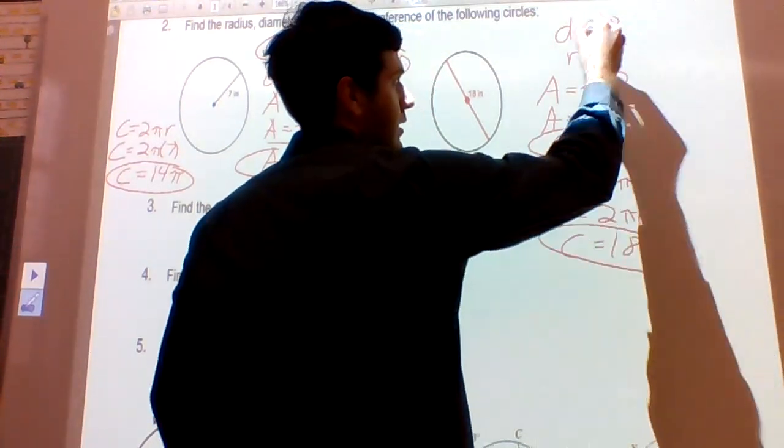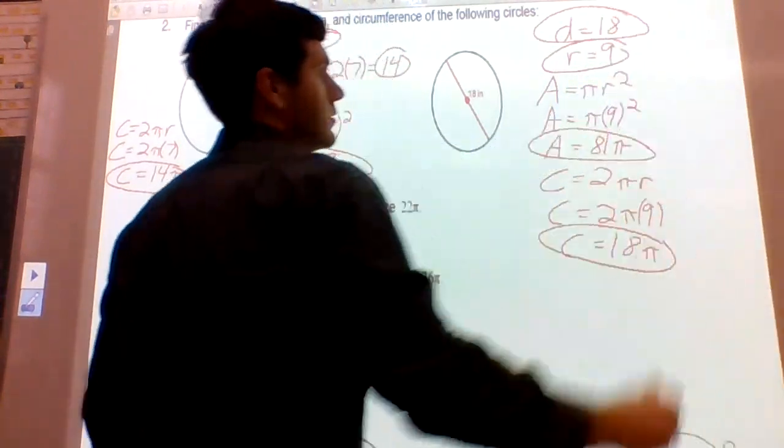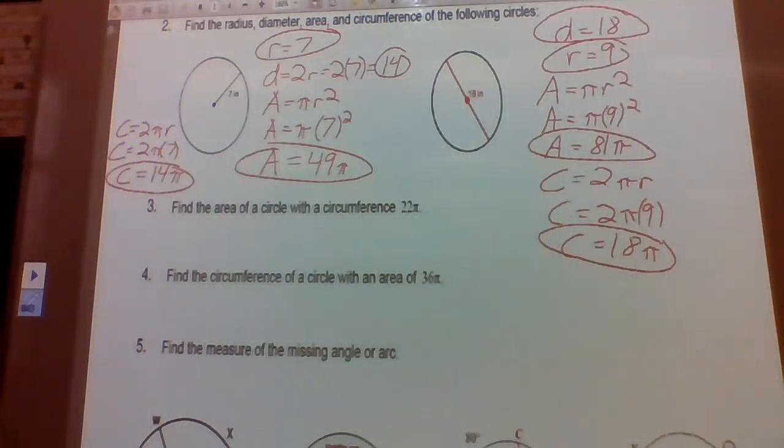Area is 81 pi, diameter is 18, radius is 9. Okay. Find the area of a circle with a circumference of 22 pi.